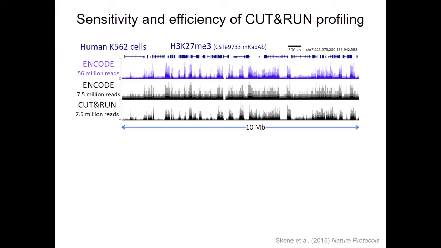We've used it a lot. This is an example for histone modifications. This is a modification for lysine 27 trimethylation, that repressive mark I told you about, on human cell lines.